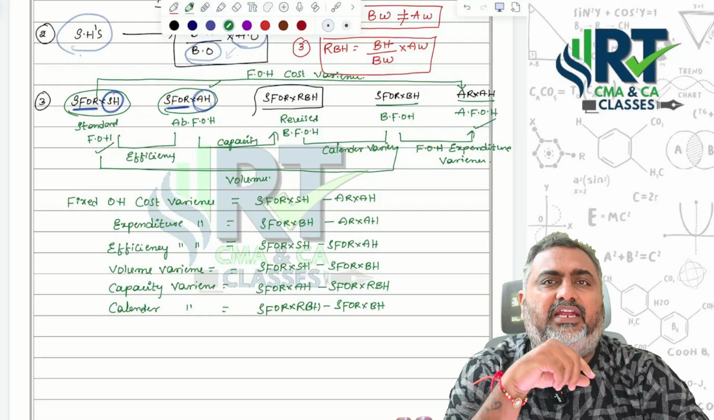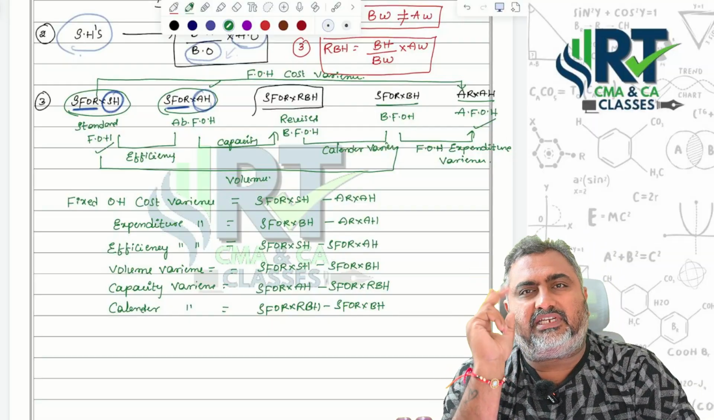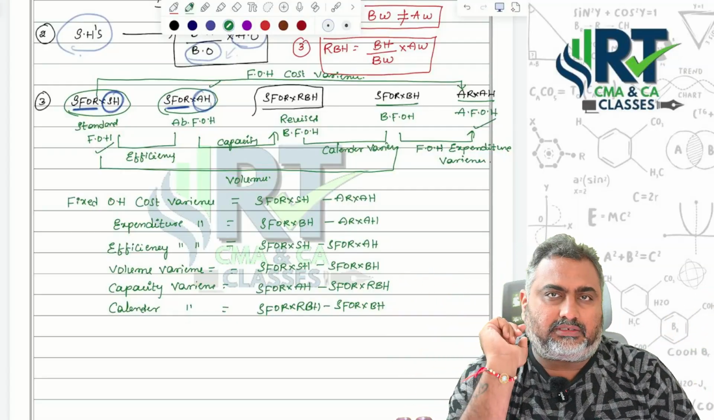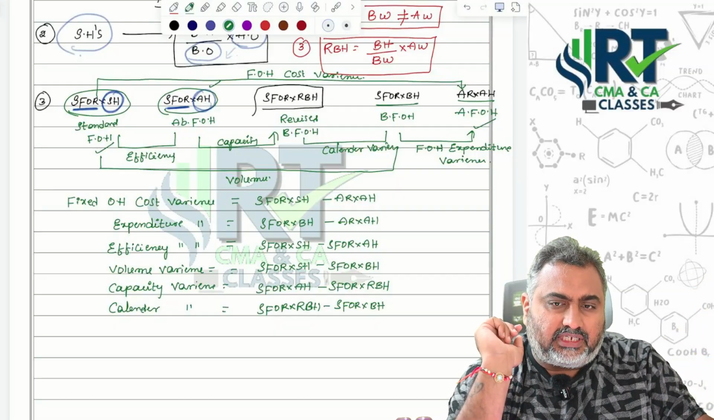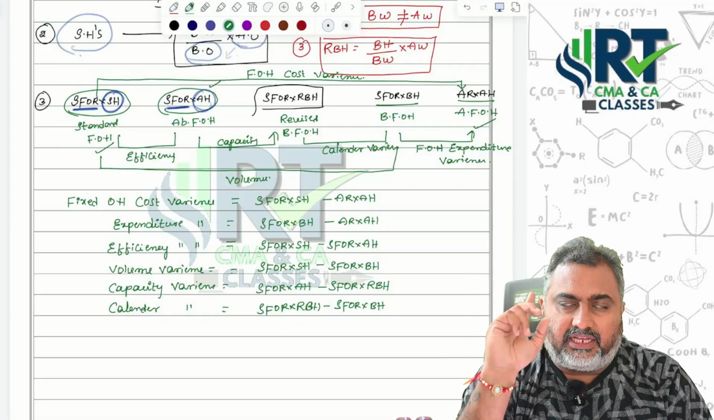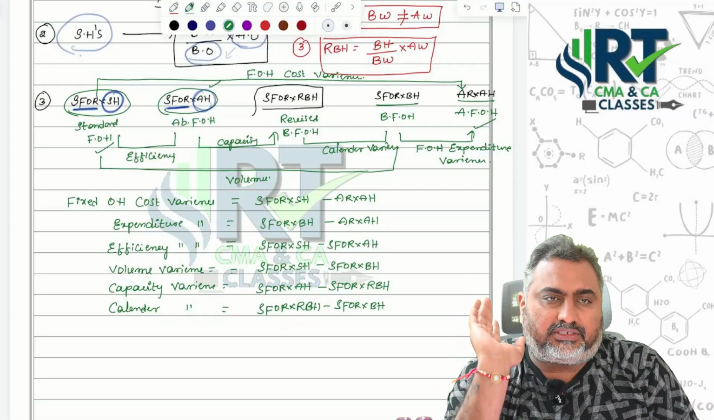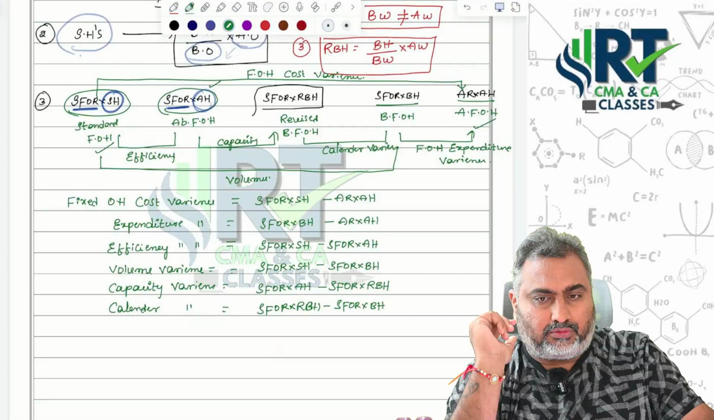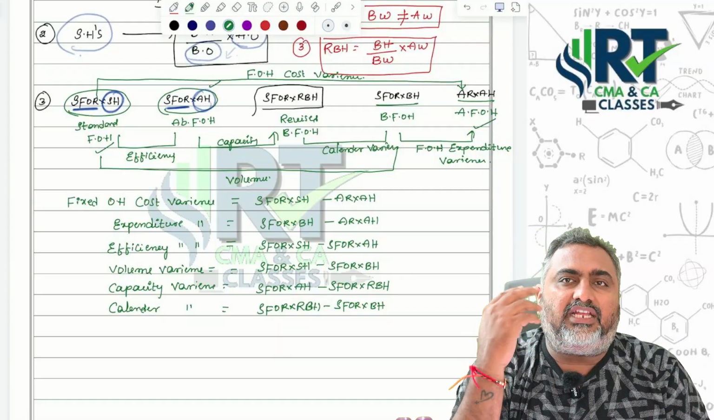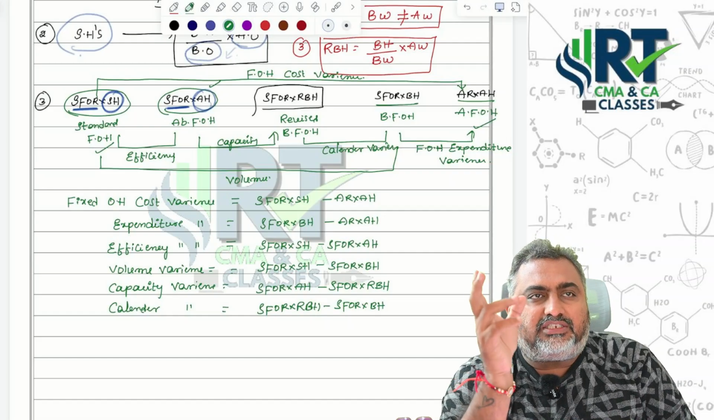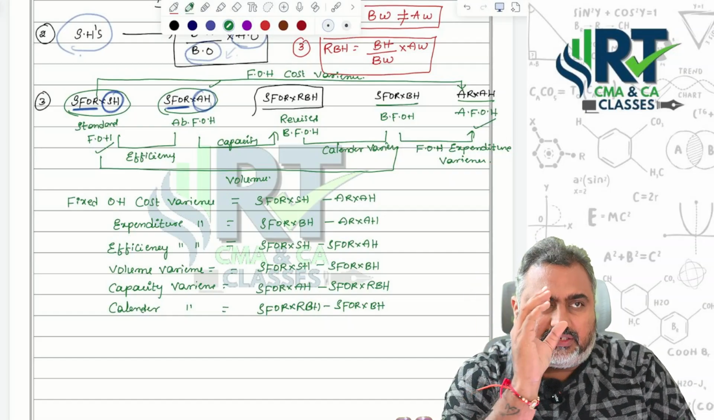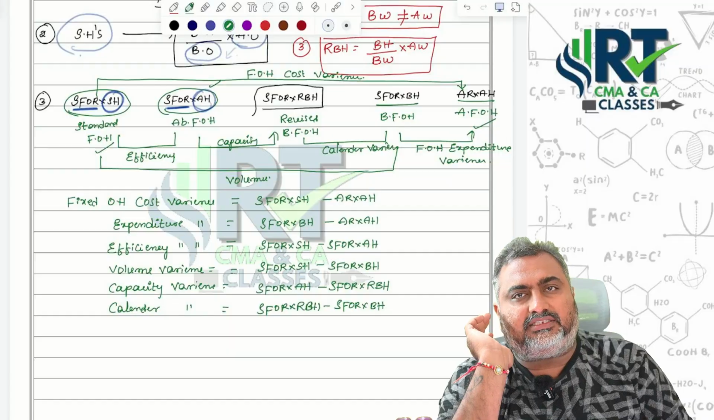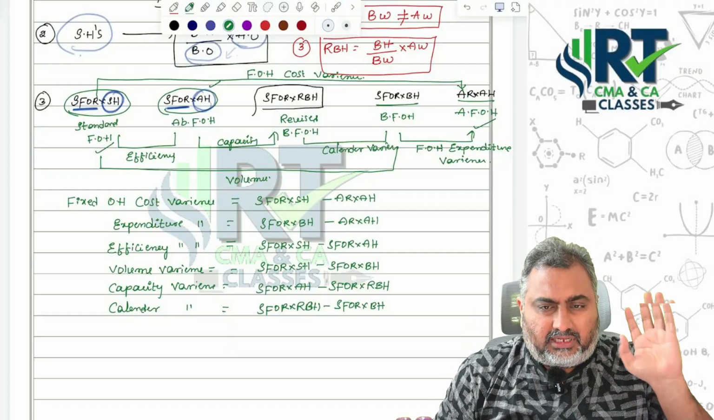That's the reason we are calling it fixed overhead efficiency variance. Second one is cost variance. How much is my standard cost, how much is my actual cost. So SFOR into SH minus, sorry, AR into AH. Then what you are getting? Cost variance. Third one is expenditure variance. How much is my estimation from the fixed overheads point of view and what is my actual. That is the difference between SFOR into BH, budgeted fixed overheads, minus AR into AH, what we are calling expenditure variance. These three formulas are easy to remember.